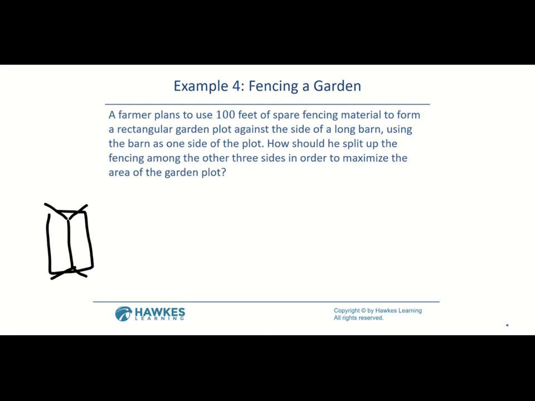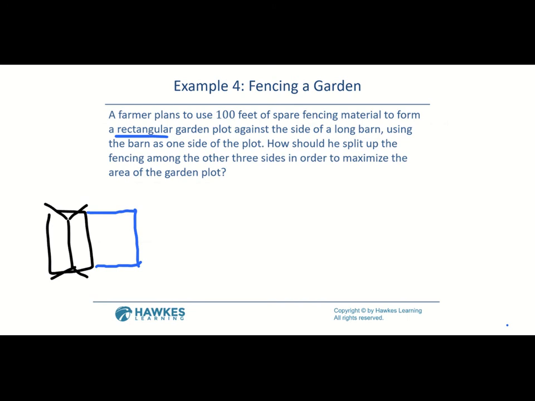Anyways, so he's going to use the long side of the barn as one of the sides, and then how should he split up the fencing among the other 3 sides in order to maximize the area of the garden plot? So we're going to draw it in blue. Our garden fence is going to go out from one side to the other, and they know that they want a rectangular garden, so opposite sides will be parallel and the same length. So they're not going to make any crazy designs.